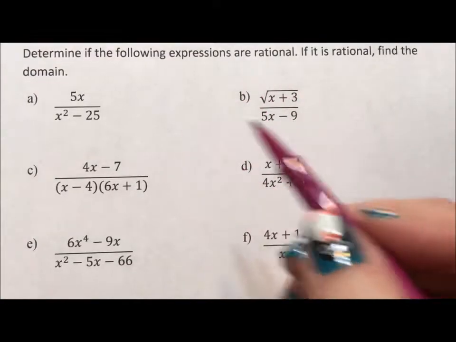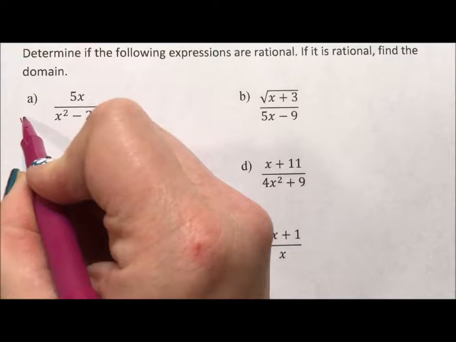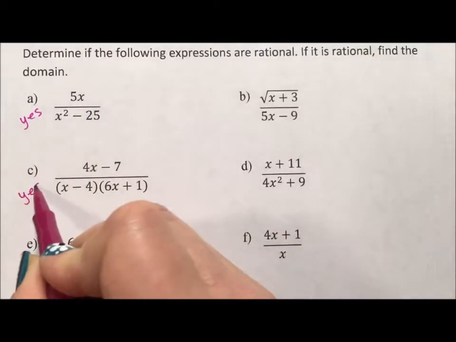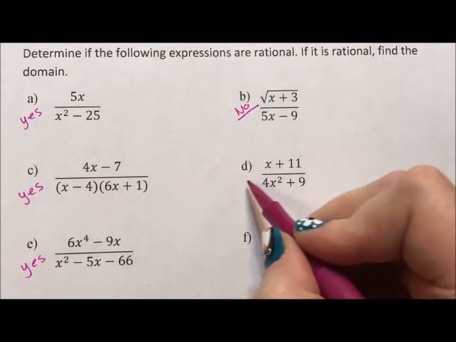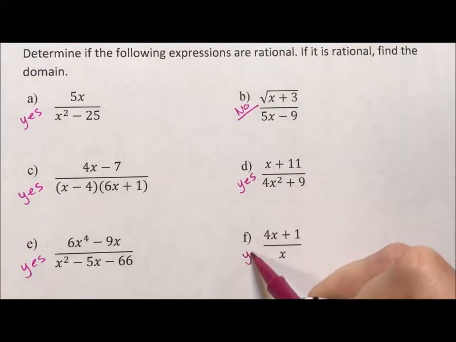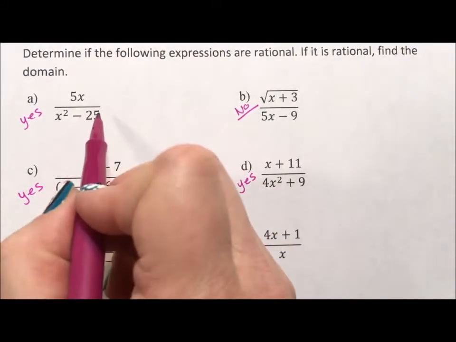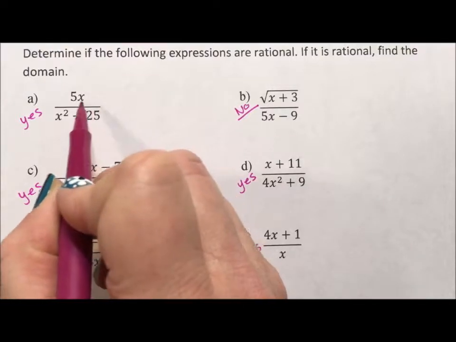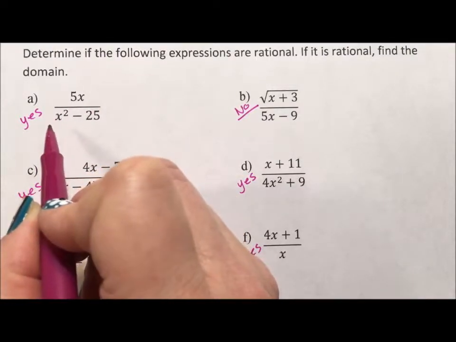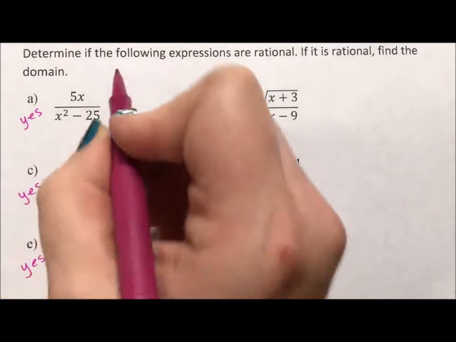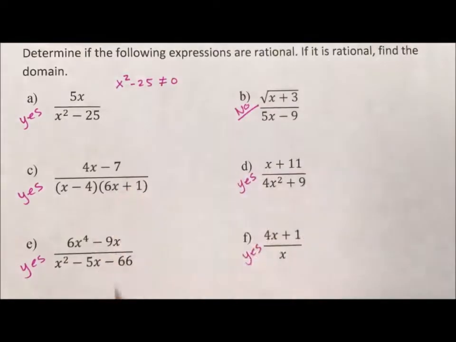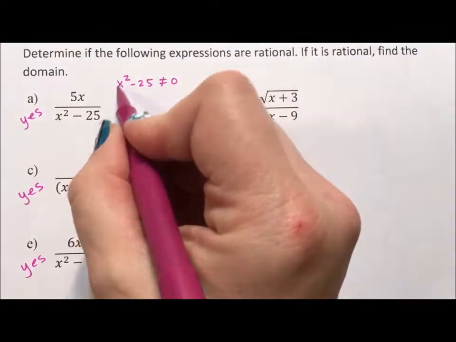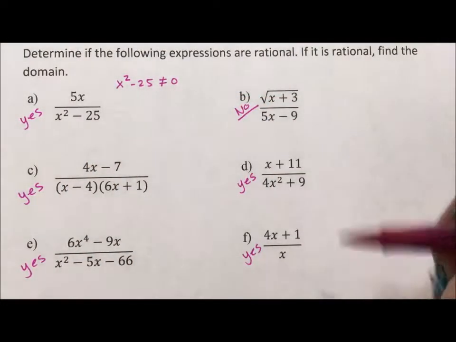So in a quick check, we have a yes here, we have a yes here, we have a yes here. This is a big no, and the others are yeses. Yeses are more interesting. Okay, then it says find the domain. Well, the domain is the restrictions on the input, the x values. And in a fraction, the domain says that whatever is in the denominator cannot equal 0 because you cannot divide by 0.